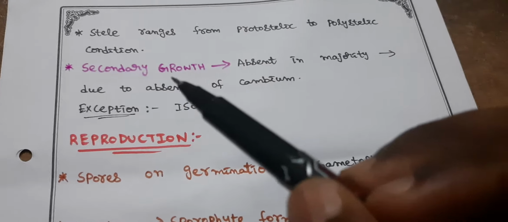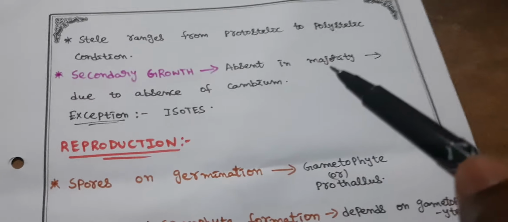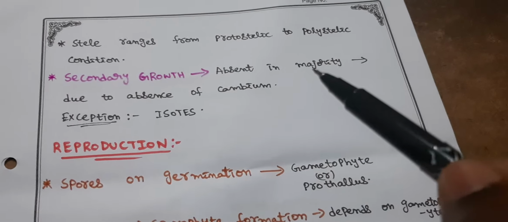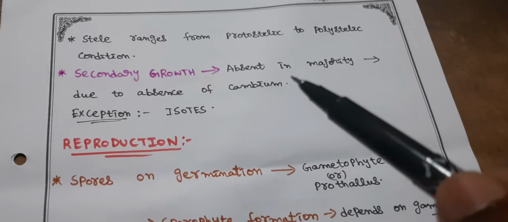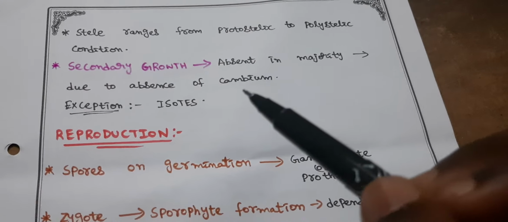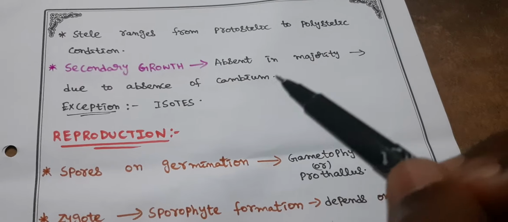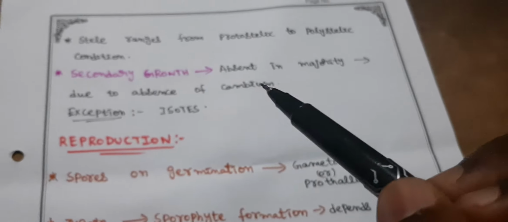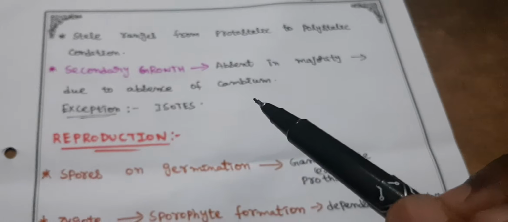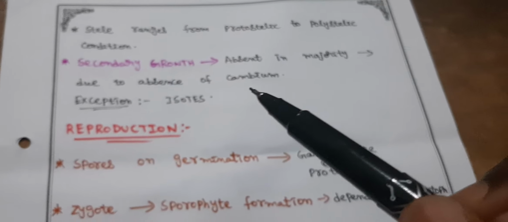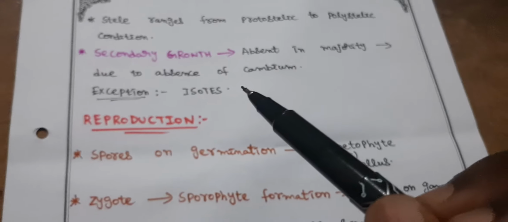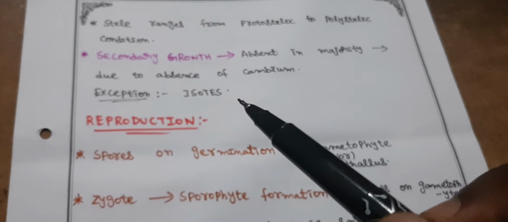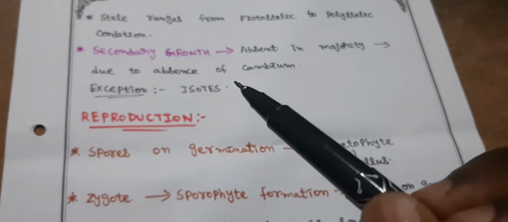Secondary growth. Secondary growth is absent in the majority of Pteridophytes. Why is secondary growth absent? Because for secondary growth we need cambium. In the majority of Pteridophytes, the cambium is absent. But there are some exceptions for everything, right? In species like Isoetes, secondary growth can be seen. It is also a species of Pteridophyte. Okay.